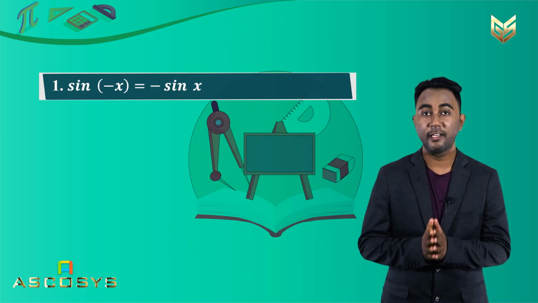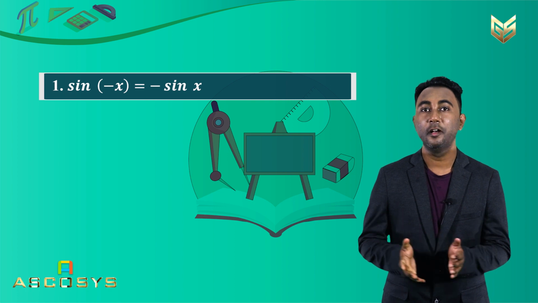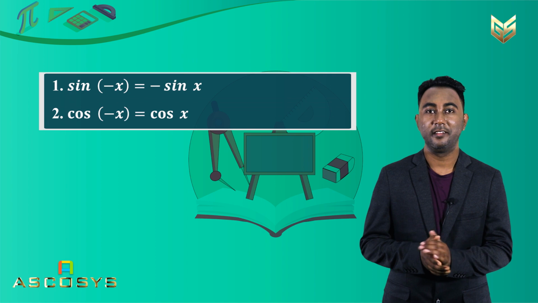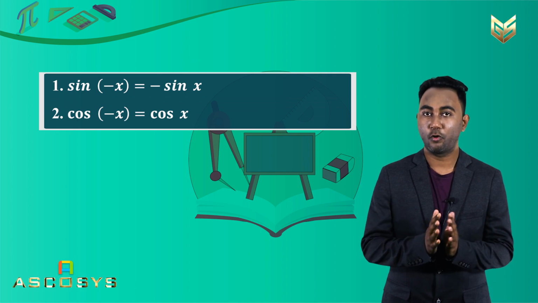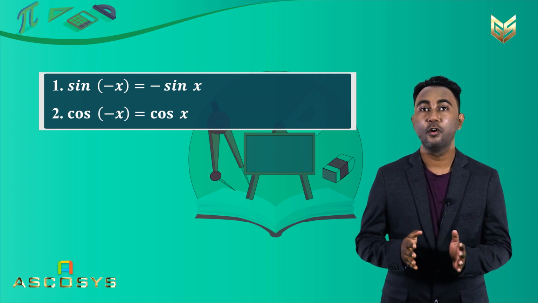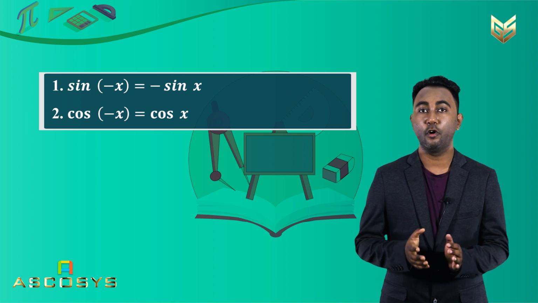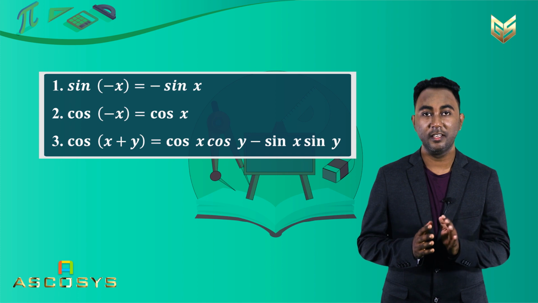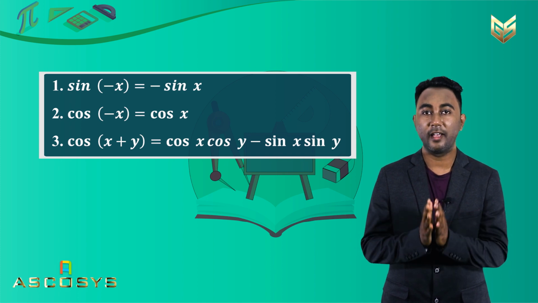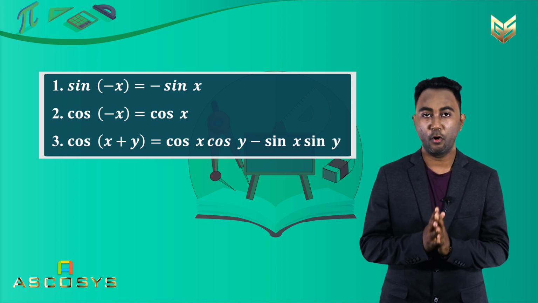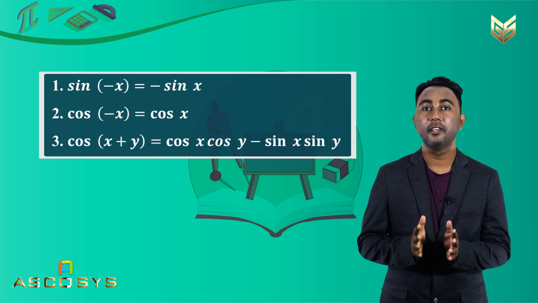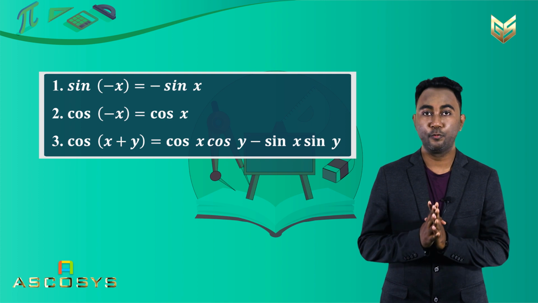The first identity we have here is that sine of minus x equals minus sine x, which we have already learned previously. The second identity is that cos of minus x is equal to cos of x, which we have also seen before. Our next identity, identity number 3, states that cos of x plus y is equal to cos x into cos y minus sin x into sin y. Now we will prove this.